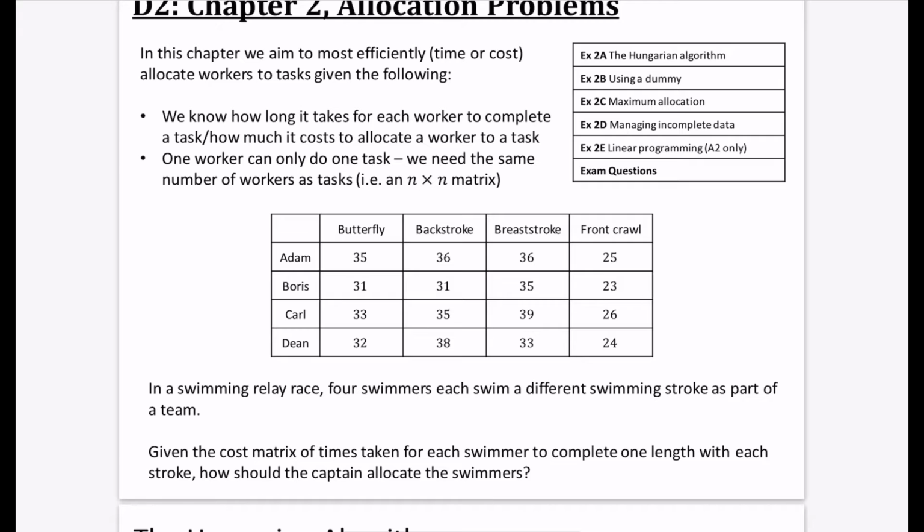They need to try and allocate these 4 people to these 4 different strokes, obviously to try and get the minimum total time that should be taken, because they want to win the race, don't they? So this is what we're going to talk about throughout this chapter.